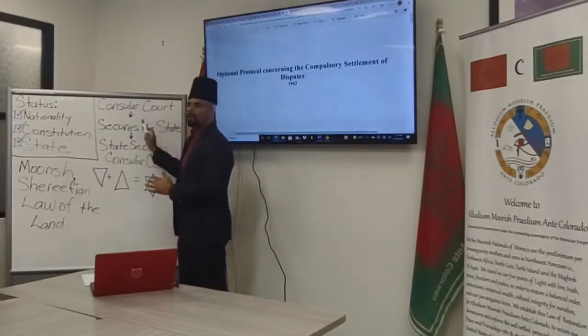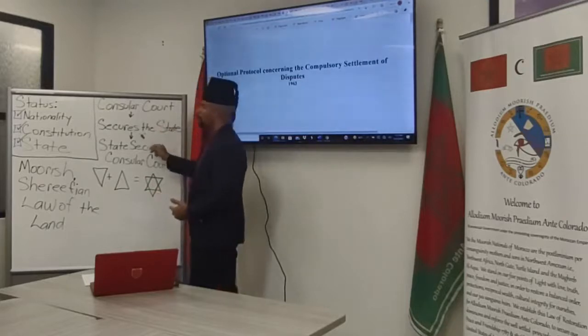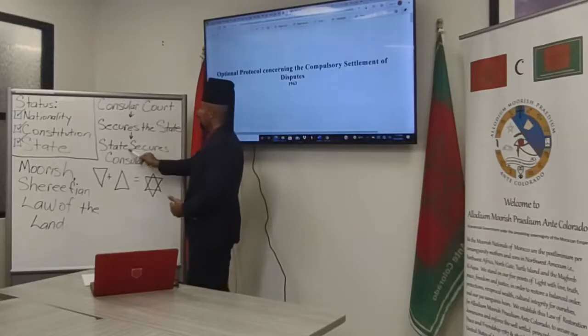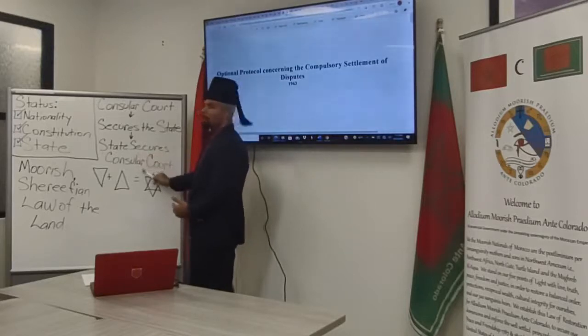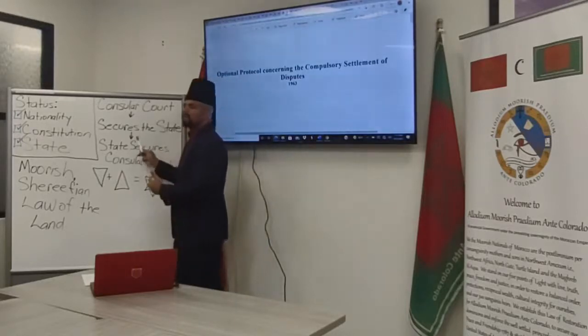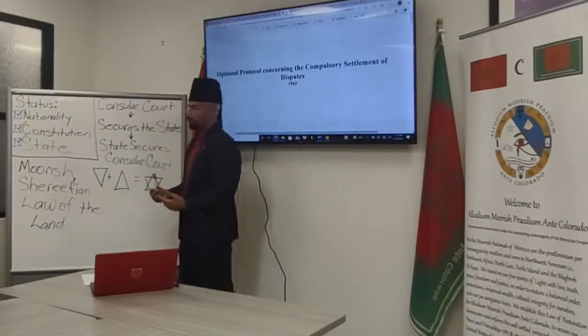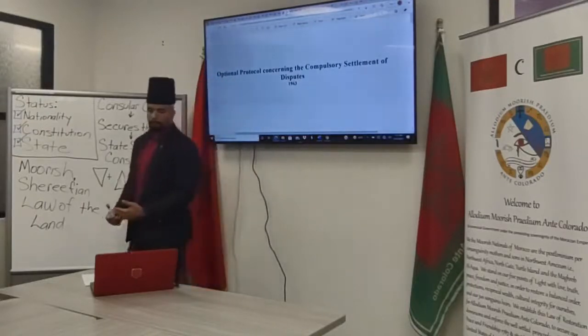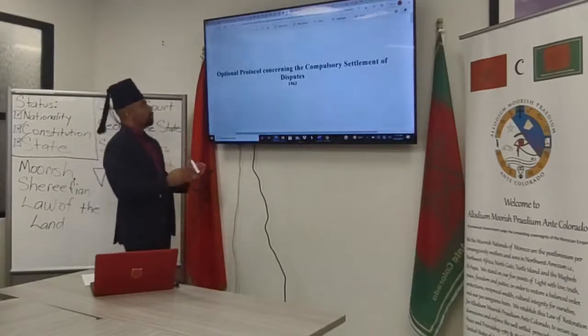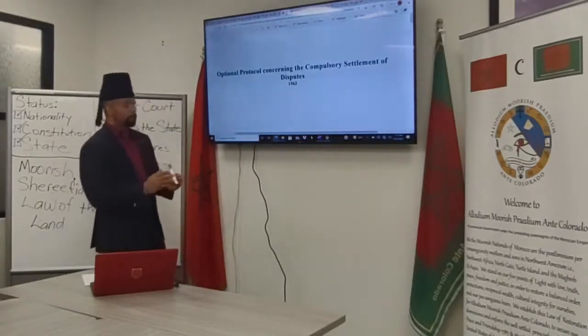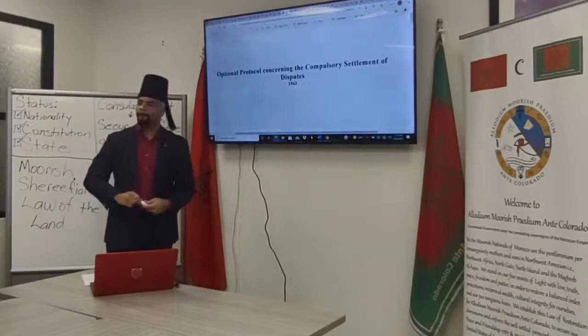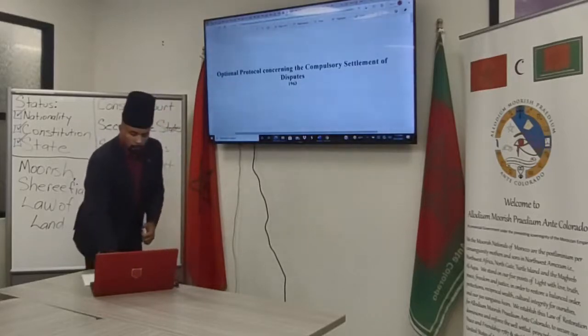How are we going to use consular court if you don't understand the fundamental principles of which laws to use to exercise, right? Keep in mind, consular court secures the state's rights. The state's rights secure consular court. Consular court and the state work hand in hand with each other, all right? So now let's go over the Optional Protocol Concerning the Compulsory Settlement of Disputes, 1963.